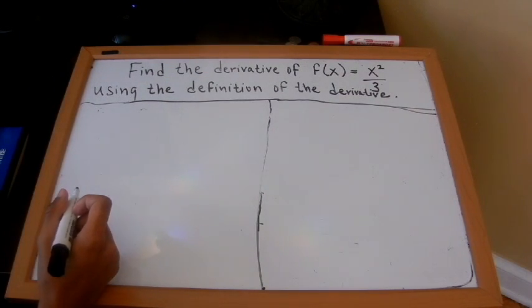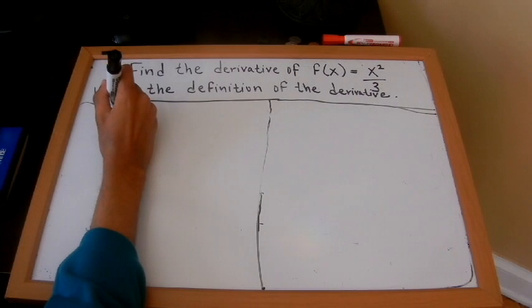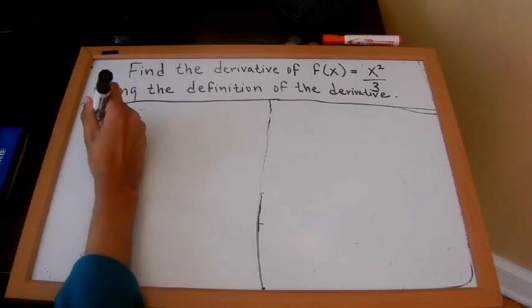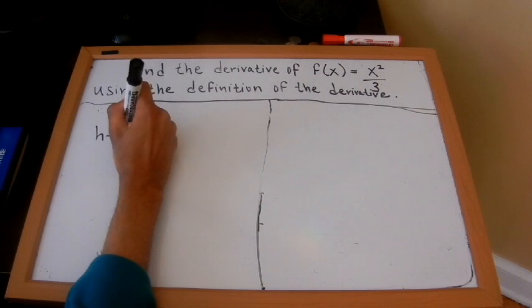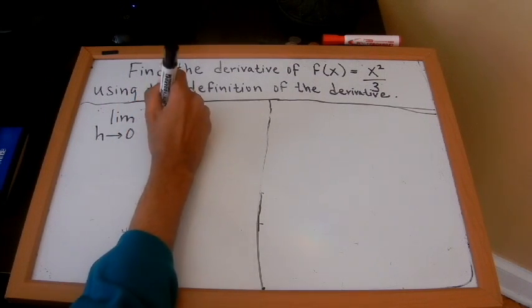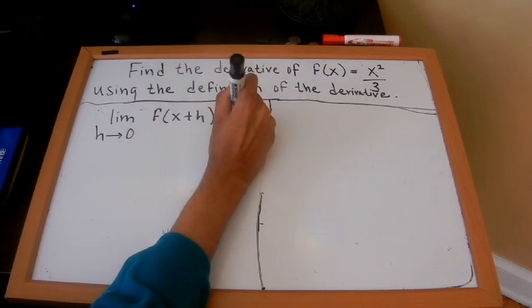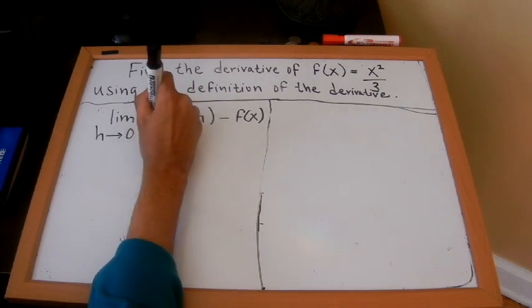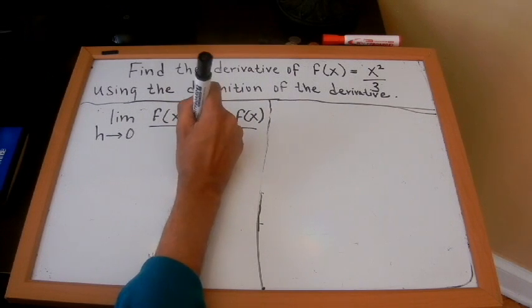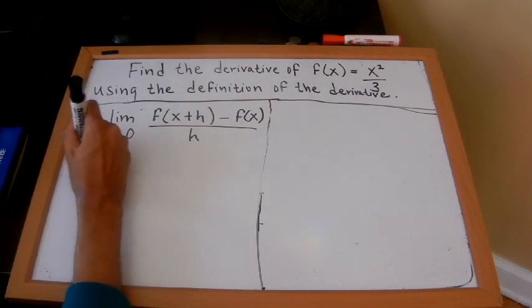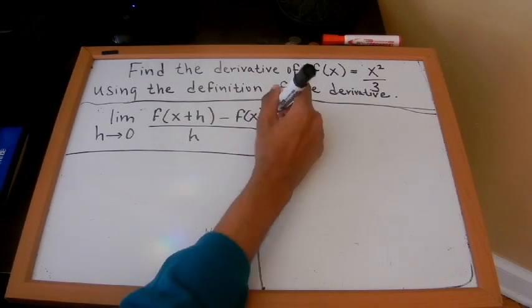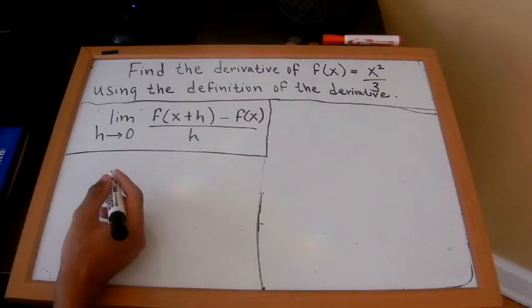Alright, hey guys, so today I'm going to help you find the derivative of a function using the definition of the derivative. Remember that the definition of the derivative is a limit. So it's going to be the limit as h approaches 0 of f of x plus h minus f of x, all divided by h. This is the definition of the derivative. It's a nice limit.